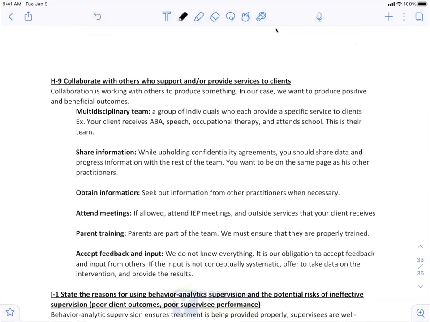H9, collaborate with others who support and provide services to clients. At the very beginning of our video, we talked about reviewing education documents, IEPs, 504s, NDTs. Once you take on a client in school, their education team becomes part of your team. You should collaborate with them to provide the best services possible.